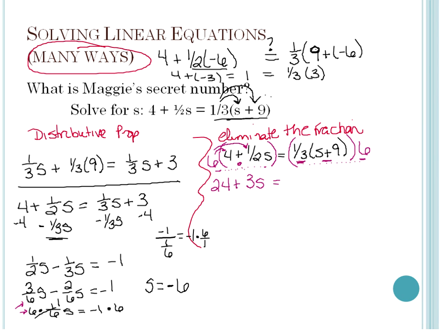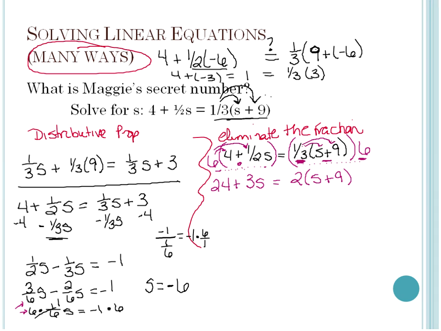So I could take 1/3 times 6, and that would give me, let's see, 1/3 of 6 is 2. So I'd have 2 times the quantity of s plus 9. So I could have done the distributive property first with that 1/3 and then multiplied everything by 6, or I took a shortcut and said, okay, I know that 6 times 1/3 is equal to 2.